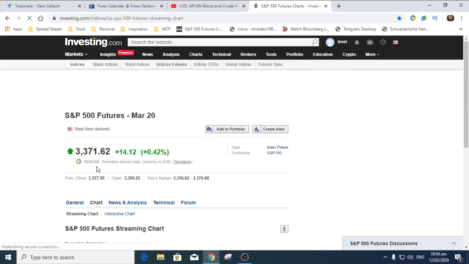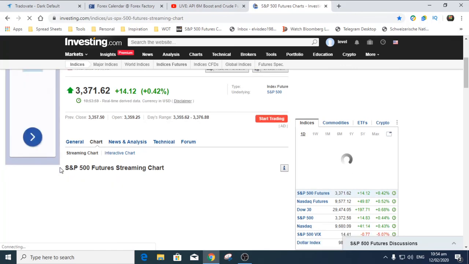Why is my ad blocker off? I need to fix that sometime during the day.